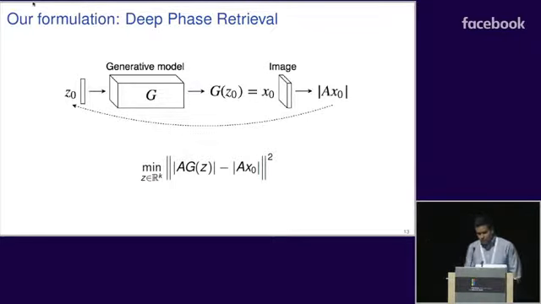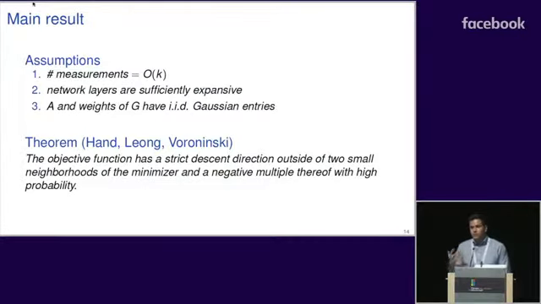And so what we show is that actually this objective function has favorable geometry for gradient methods with sample complexity that's linear in the latent code dimension. We show that the objective function has a strict descent direction outside of neighborhoods of the minimizer and a negative multiple thereof with high probability, so long as the following assumptions are satisfied.